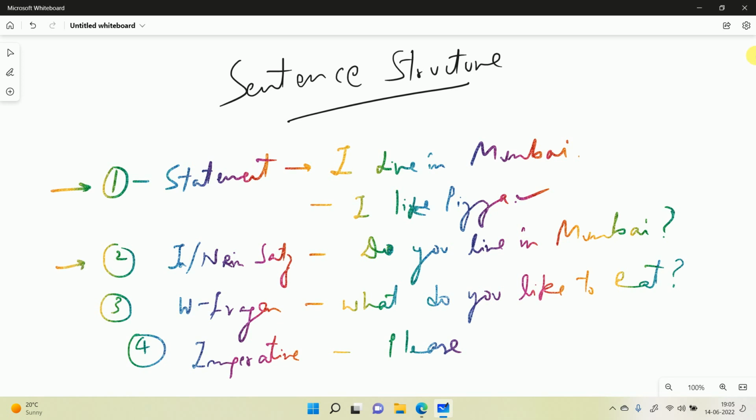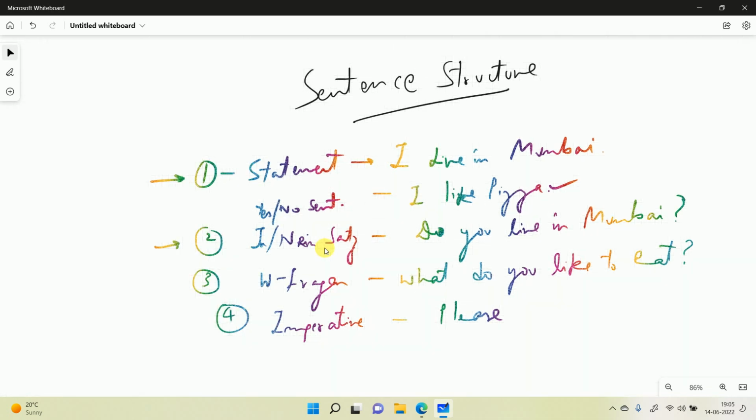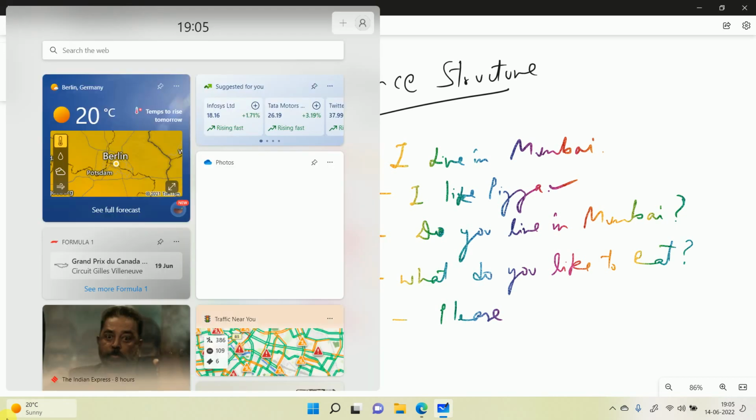Zweite sind Ja, Nein, Satz, or you can say yes, no sentence. For example, do you live in Mumbai? So I'm asking somebody, do you live in Mumbai? So you have to give an answer in yes or no. That's all. So these are all Ja-Nein-Sätze. Dritte ist W-Fragen. I'm sure that you people remember it.